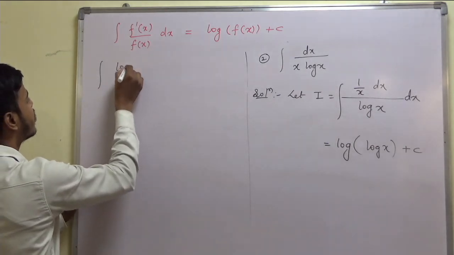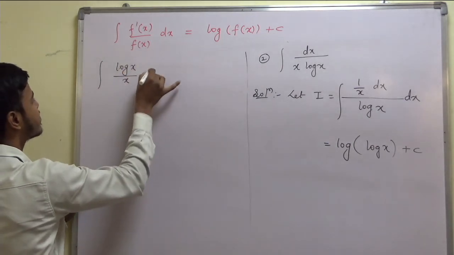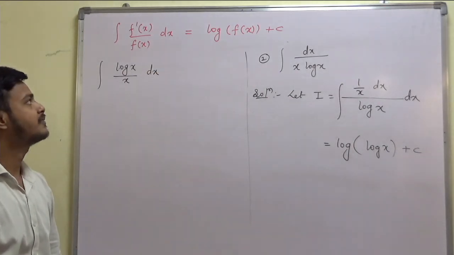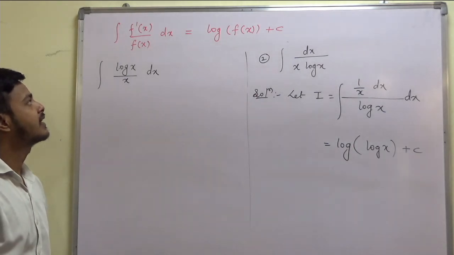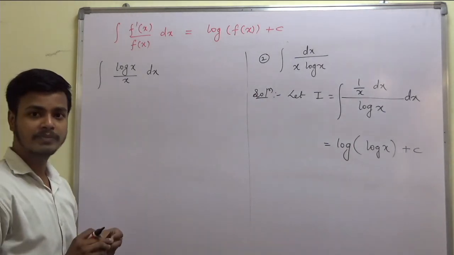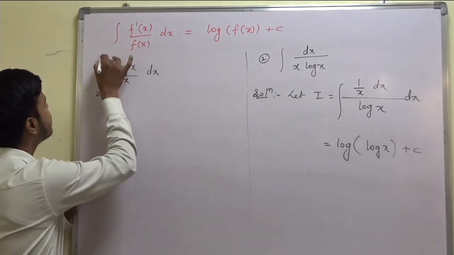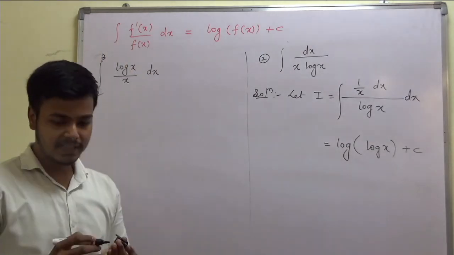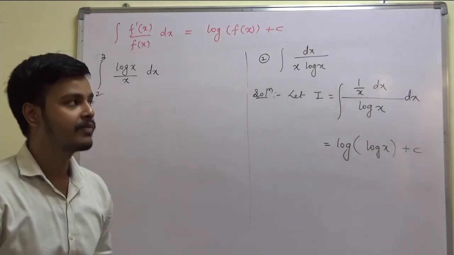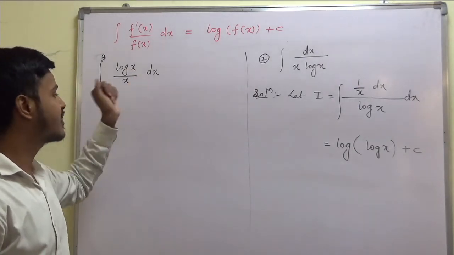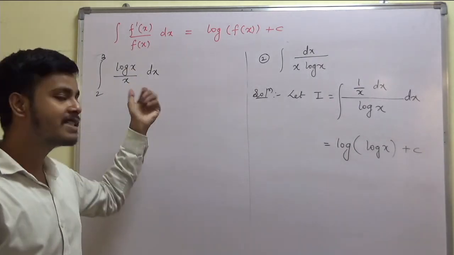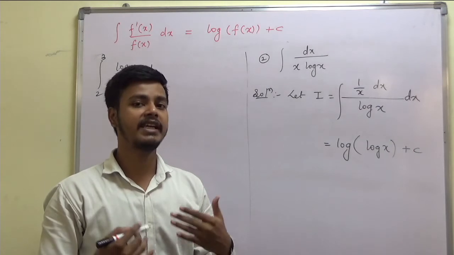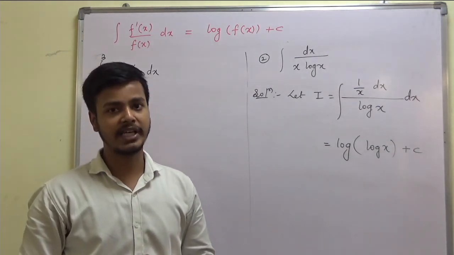Integration of log x upon x dx. Suppose this is the problem you have to solve. So how can we solve this problem? Let us make it more interesting. Integration from 2 to 3. Evaluate this integral. You can put log x equal to t, 1 by x dx equal to dt. That means you have to make a substitution, which we shall take in the upcoming video lectures.